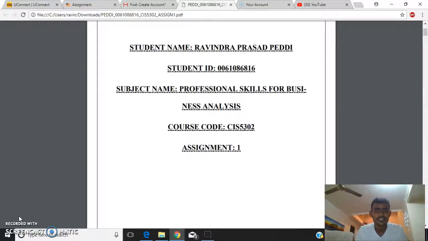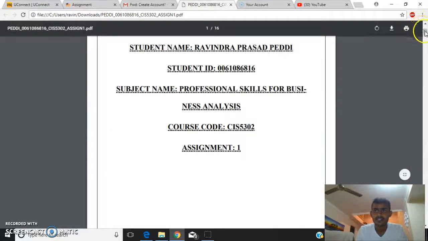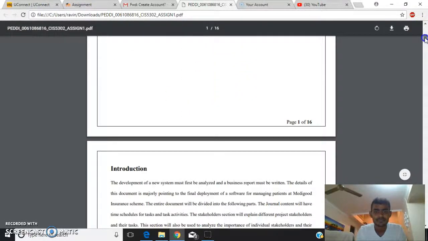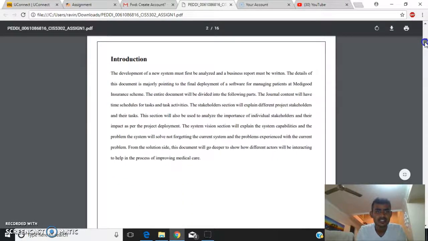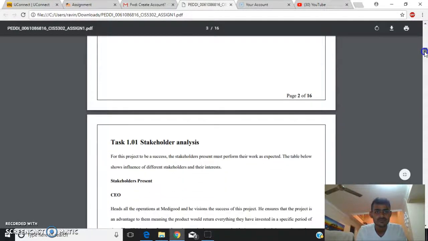Today I am explaining a subject, Professional Skills for Business Analysis, and I am explaining the task. It is the Medigood health insurance scheme. Actually, the Medigood insurance scheme is divided into the following parts. There are some tasks, and the following tasks are here.